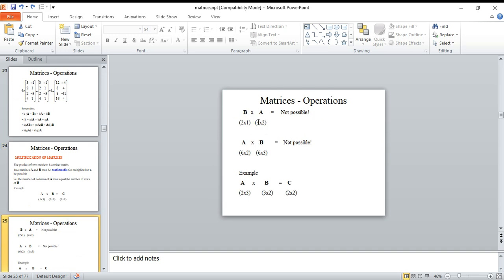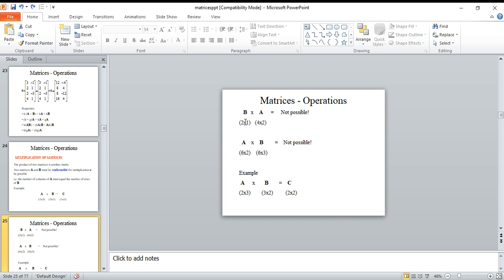Matrix operation: B cross A. B is a 2 by 1 matrix and A is a 4 by 2 matrix. In that, the B matrix has a single column and the A matrix has 4 rows. It is not possible, because the first matrix column must equal the second matrix row. Only then is it applicable to multiply.